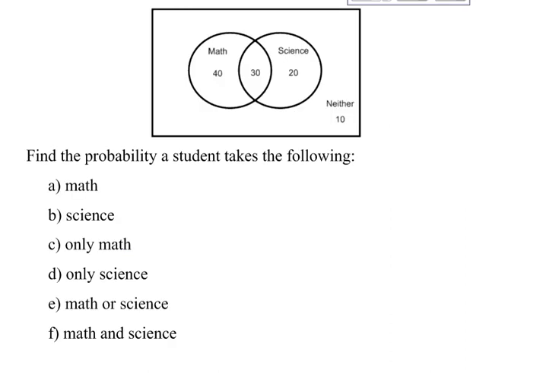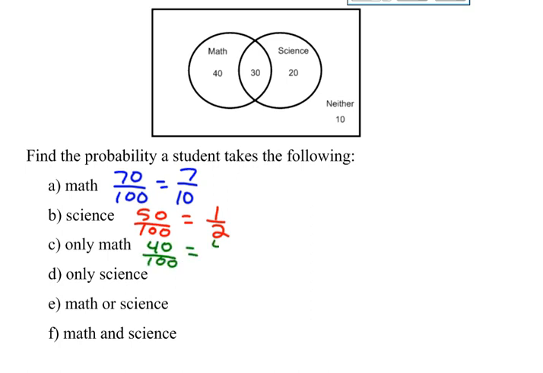Okay, so here is the Venn diagram that we just created, and we're going to use it now to find some probabilities. Find the probability a student takes the following. Math class. Comes out to be 70 out of 100, which reduces to 7/10. Part B, a science class. 50 out of 100, which reduces to 1/2. Part C, only a math class. There are 40 students out of 100 that take just a math class. 4/10 or 2/5.